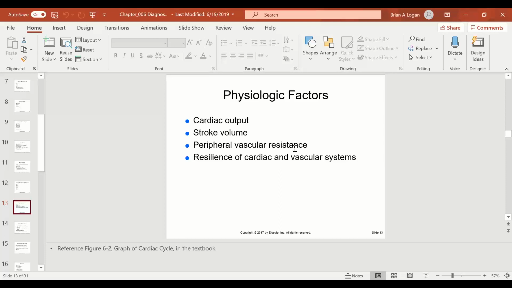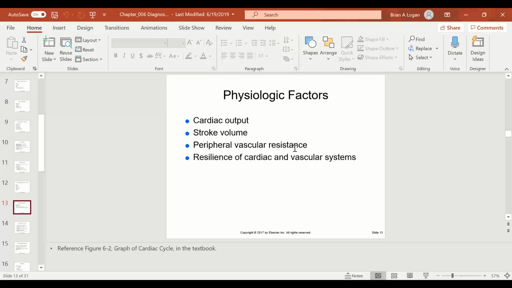So that's what we're talking about in peripheral vascular resistance. How hard is it for that blood to flow through those vessels? Is that vessel tight and closed off, making it real hard, and now we need more pressure? Or are they nice and wide open, and we hardly need any pressure at all? Okay.